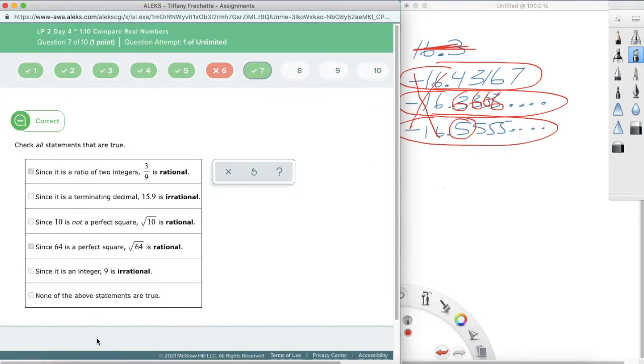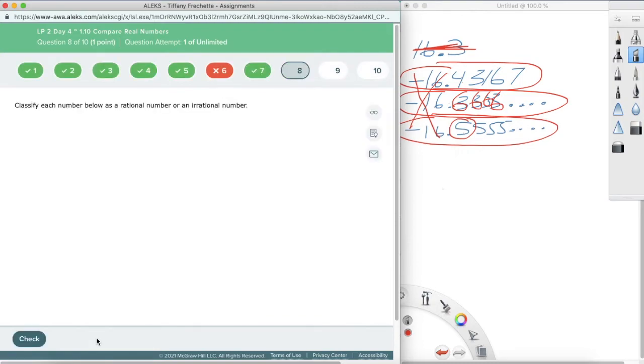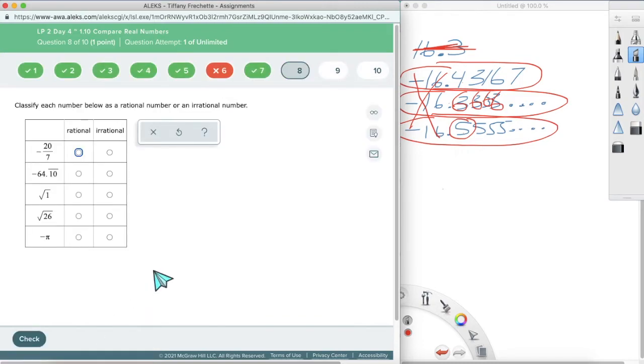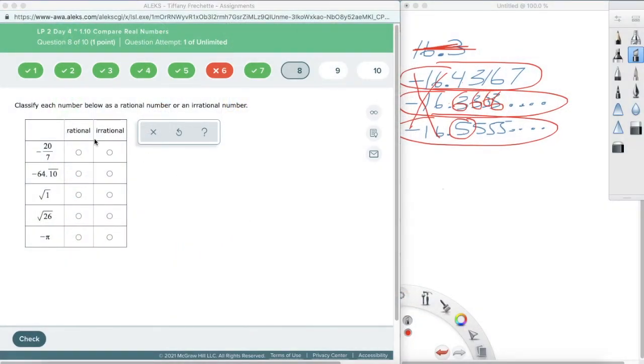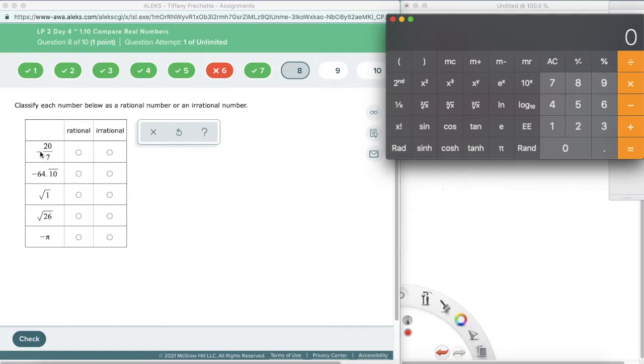All right, a couple more here. So classify each number as rational number or an irrational number. So same idea we were just doing. There's just a little less words on this one, but we're going to go through and classify them. So 20 divided by 7. Although this is a fraction, so we should be able to do that pretty easily as far as understanding that idea.